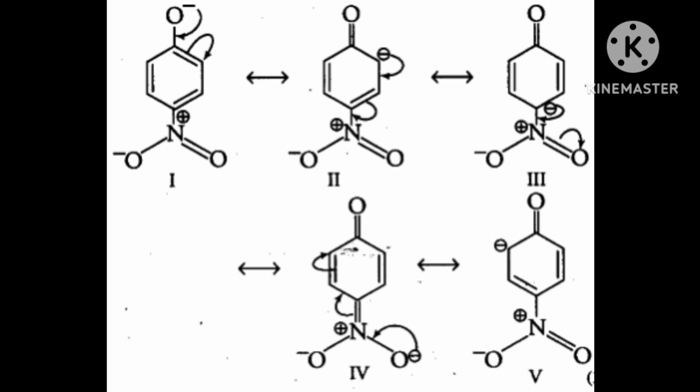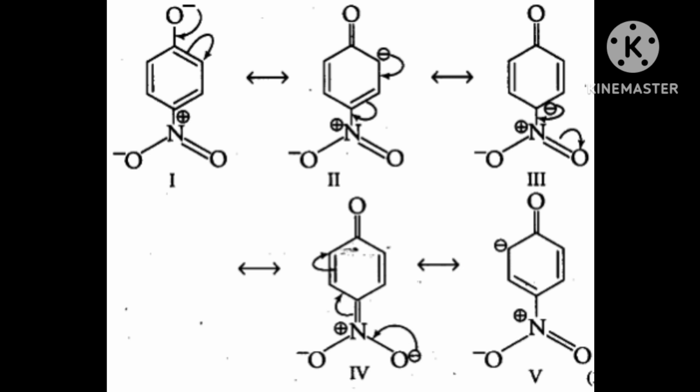Correct? Because it is not losing the hydrogen. If it loses the hydrogen, then it will show more acidic character, but it is not losing, because on oxygen more electrons are available for hydrogen. Hence it will not leave. That's why acidity decreases.